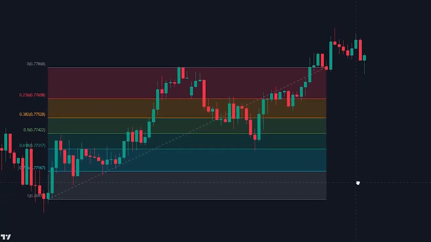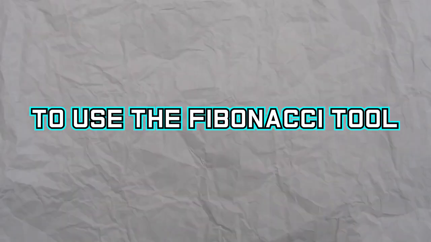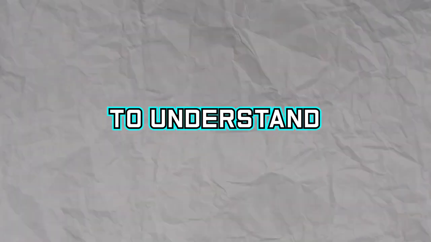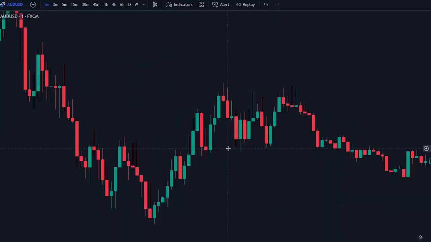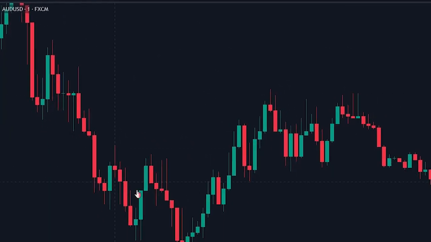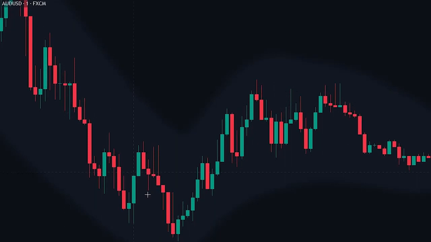Before we take a look at strategies to use the Fibonacci with, let's first go over some situations where it shouldn't be used. To use the Fibonacci tool correctly, it's important to understand that it should not be used on small moves on lower time frames. Here we see an example of this. We are currently on the 1-minute chart and can see that the trend has switched from bearish to bullish.